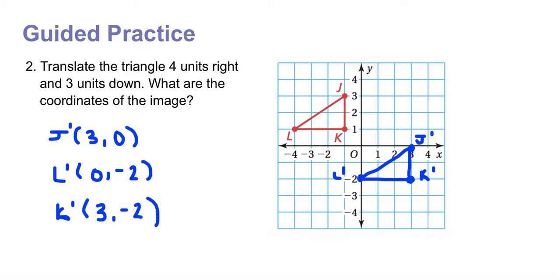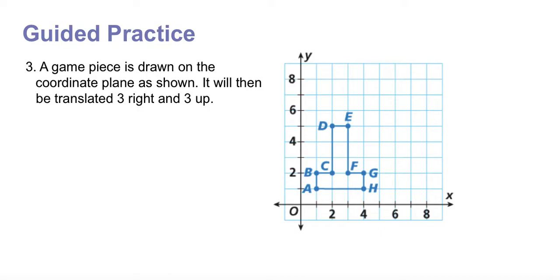And our last example, a game piece is drawn on a coordinate plane as shown. It will then be translated 3 right and 3 up. So let's draw our new image. I'm going to start with one of my points and then work my way around my whole figure. So for point A, if I'm moving 3 to the right and 3 up, 1, 2, 3, 1, 2, 3.